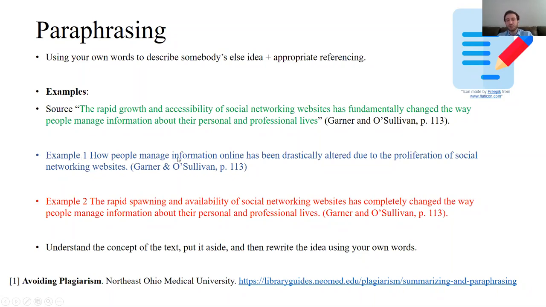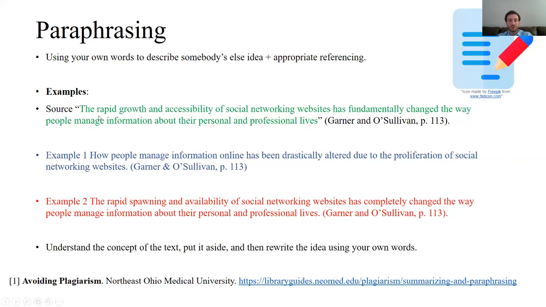So we say how people manage information online has drastically altered due to the proliferation of social network websites. So they start with the second part, they change the structure, use certain words, but that's fine. And then they ended it with the first part of the sentence. They say that journals allow up to 3 words. It changes between journals, some journals allow 5, so it varies, but I would say it's safe to use a combination of 3 words. So here, people manage information, it's fine, but you can't use more than that. And you have to change the structure. You can't just change a word here and there like example two did.